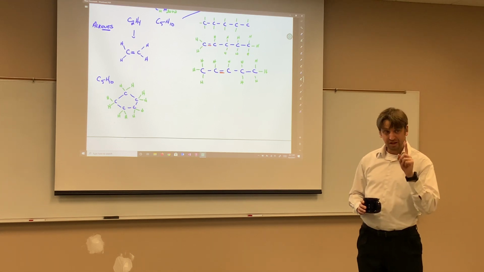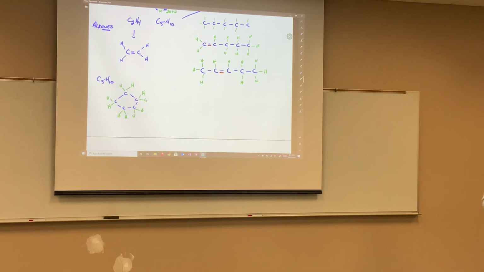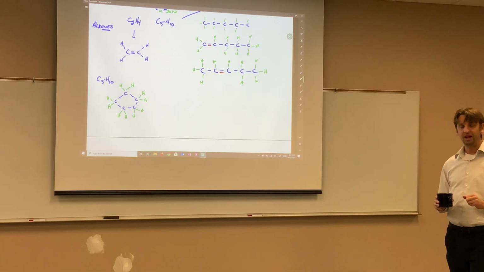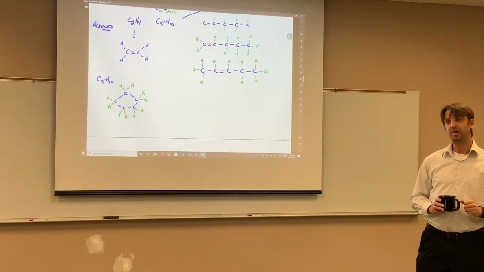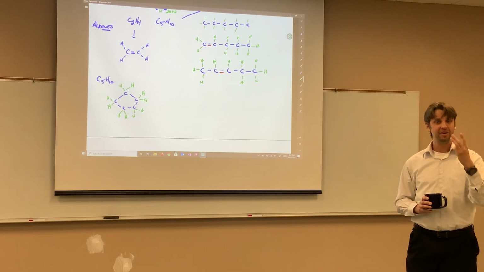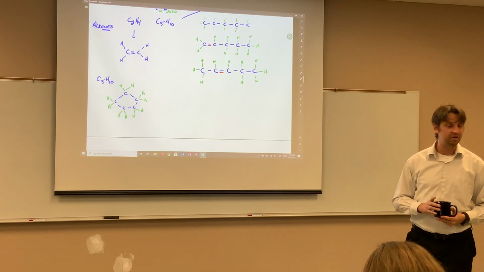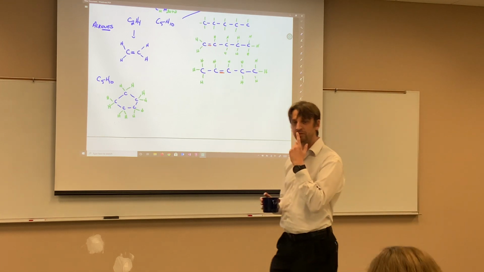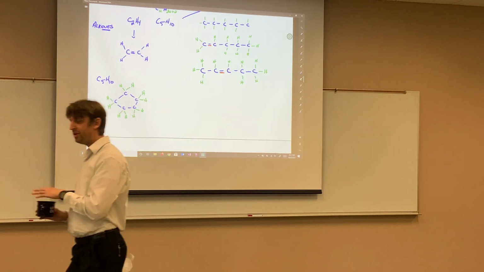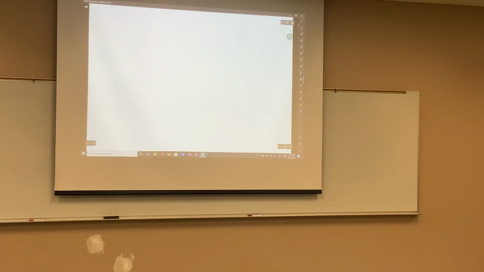So I want you guys to see if you can come up with another ring that has the formula C5H10. There's at least another 3 rings you could draw with this. Tricky stuff. See what other rings you can come up with for C5H10.